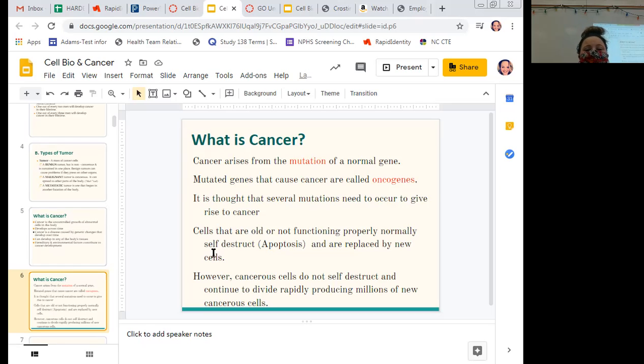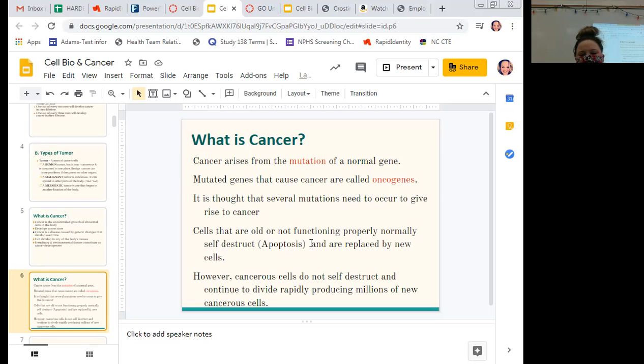All right. Mutated genes that cause cancer are also called oncogenes. That makes sense because oncology is the study of what? Cancer, okay? So oncogenes are cancer genes. It is thought that in cancer, you have to have several things happen all at one time or happen over a period of time. So several mutations have to happen for cancer to arise, because it's normal for us to have abnormal cells sometimes in our body, but normally our body takes care of it.